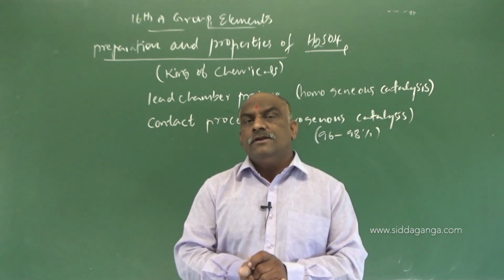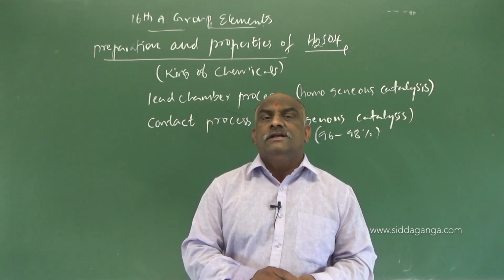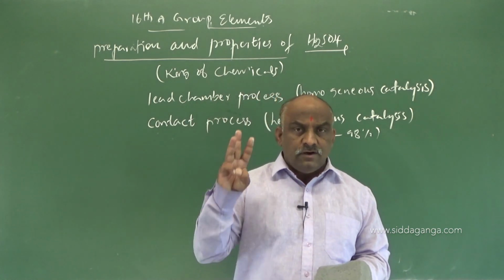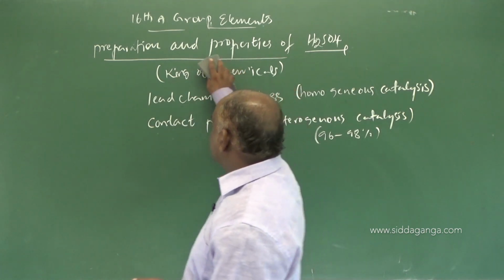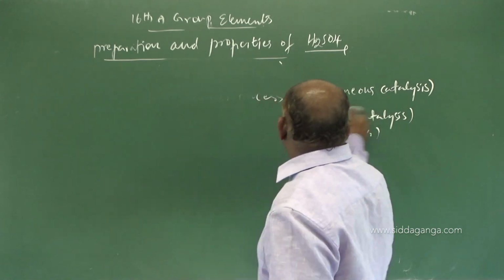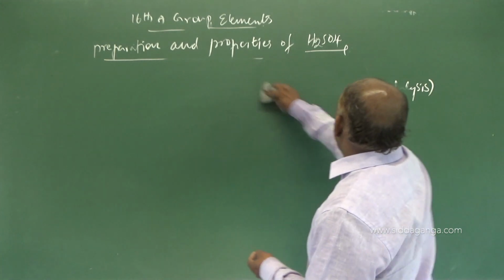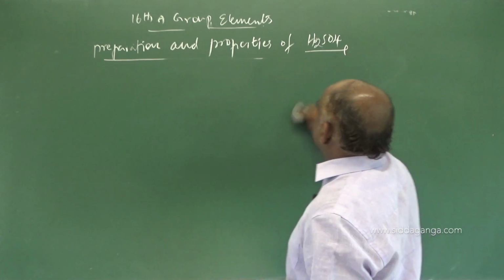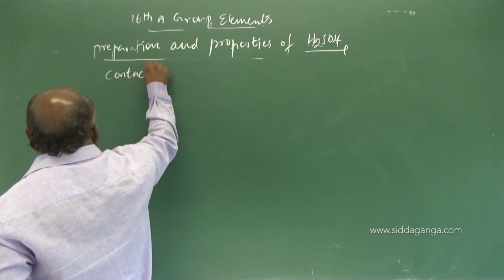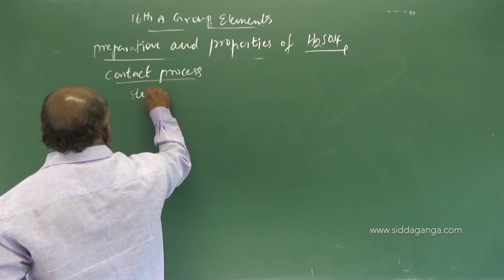So, what steps are involved in the contact process? It is a very important method for preparation of sulfuric acid. The contact process involves 3 steps. What are the steps, and how do we get sulfuric acid with respect to the contact process? Now we will discuss. Step 1, what is step 1?